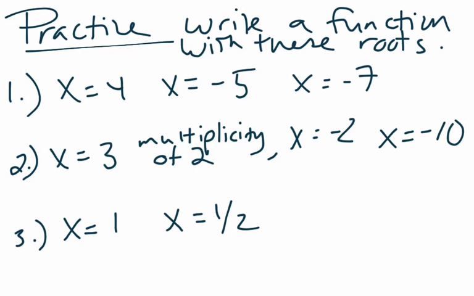Okay, so here they are. Write a function with these roots. X equals 4, x equals -5, and x equals -7. 2, x equals 3 with a multiplicity of 2. X equals -2 and x equals -10. And then the last one, x equals 1, and then kind of a slick one, x equals 1/2. So see if you're able to work backwards through that 1/2 deal and come up with the factors. We will pause the video at this time, and I will go through and explain it after the pause.